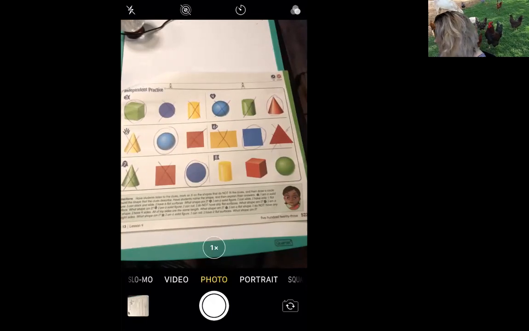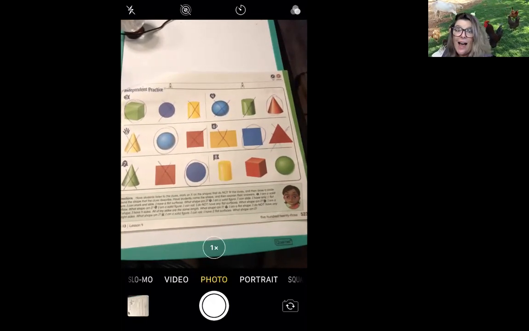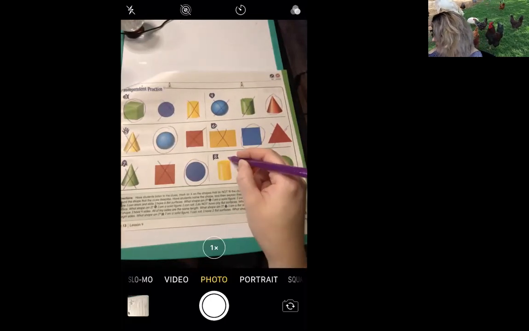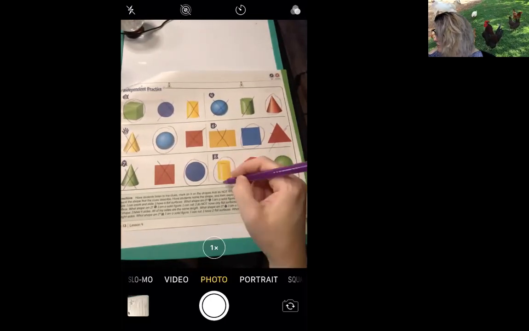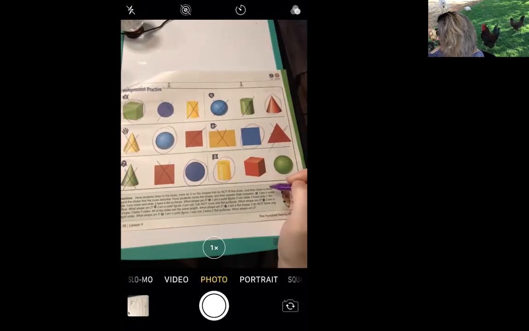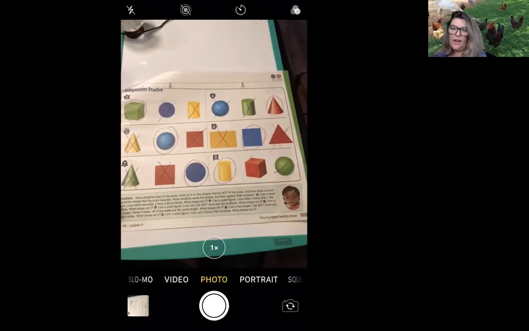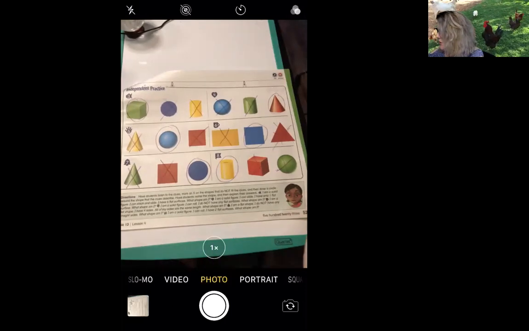Last one. I am a solid figure. I can roll. I have 2 flat surfaces. What shape am I? Yeah, a cylinder. A cylinder can roll if you put it on its side. It has 2 flat surfaces, and it's a solid figure. All right, so not a sphere and not a cube. Let's turn the page.